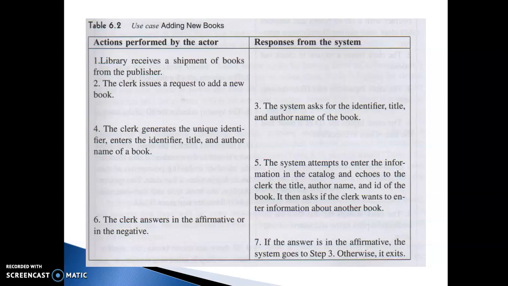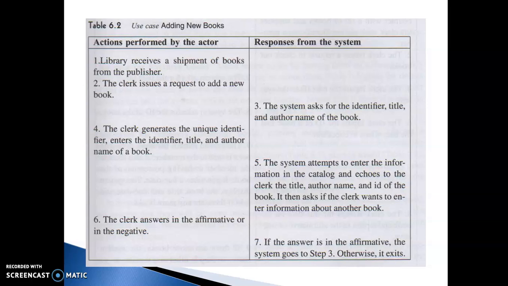It will be added. The system asks for the identifier, title, and author name of the book. So with these three data, the system identifies the book. Okay, and the system generates a unique identifier. So the clerk enters the identifier, title, and author name of the book, and the system attempts to enter the information in the catalog and echoes to the clerk the title.